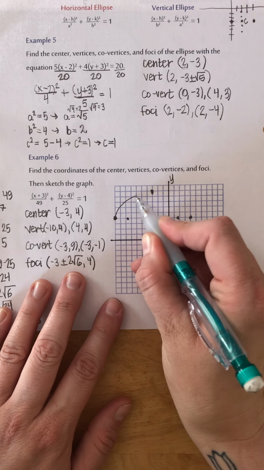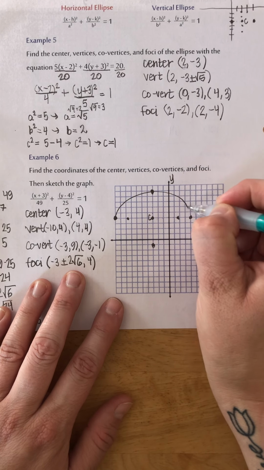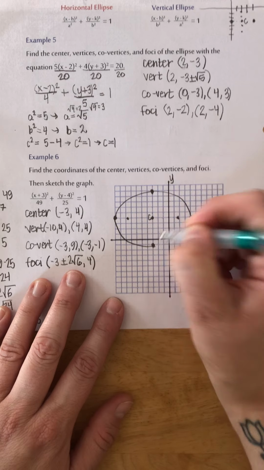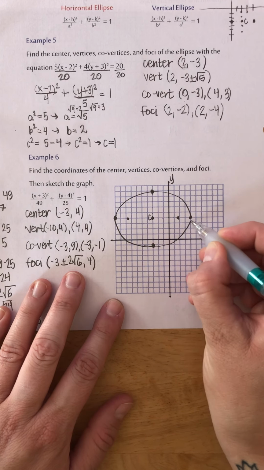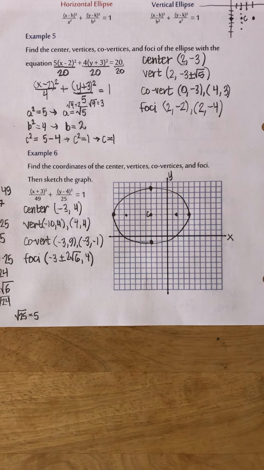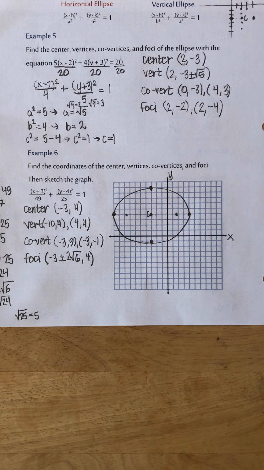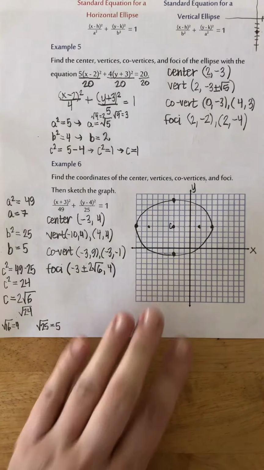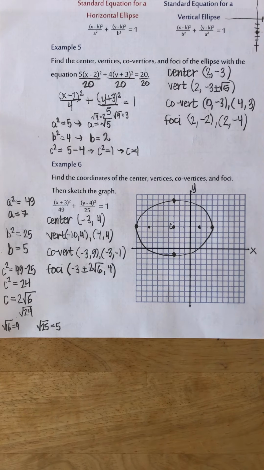And now the last thing we're going to do, and the easiest part by far, is just connecting. I said the easiest part and then I missed a point, didn't I? I didn't hit it so well. Anyway, we're connecting the vertices and the covertices, and there you have your ellipse with all of the pertinent information.